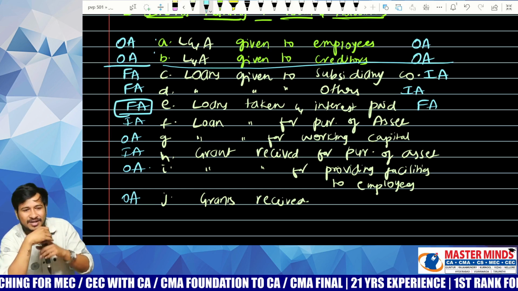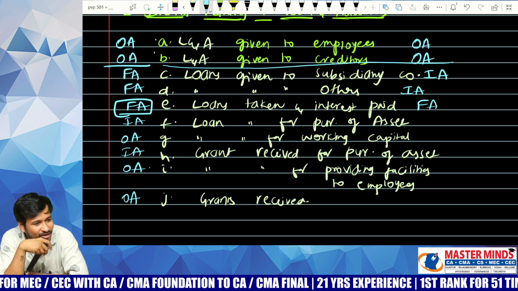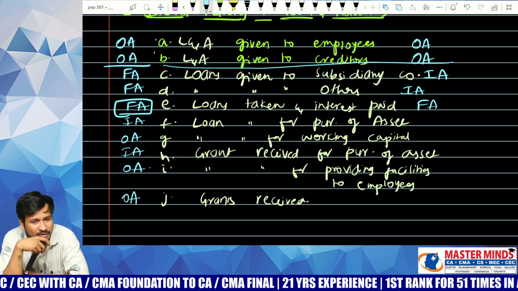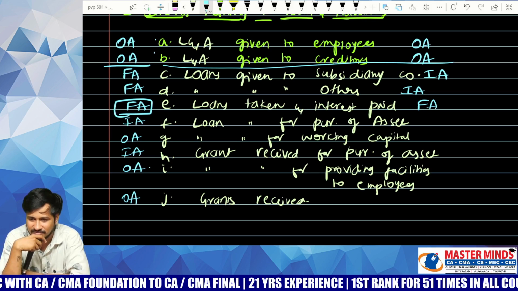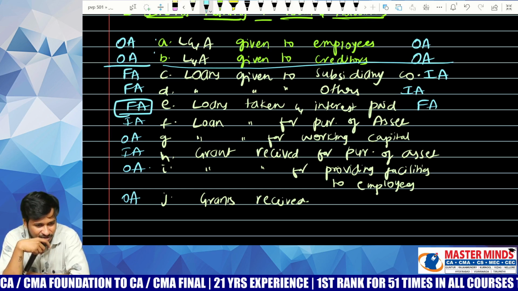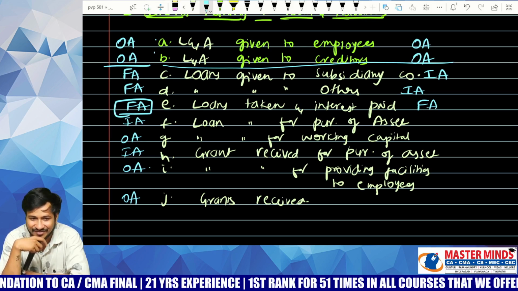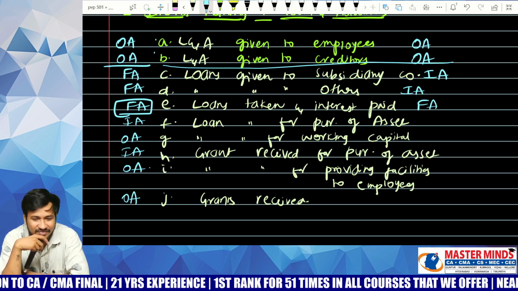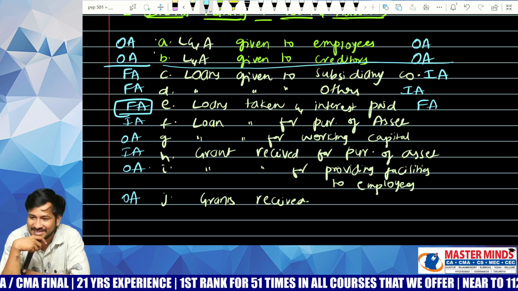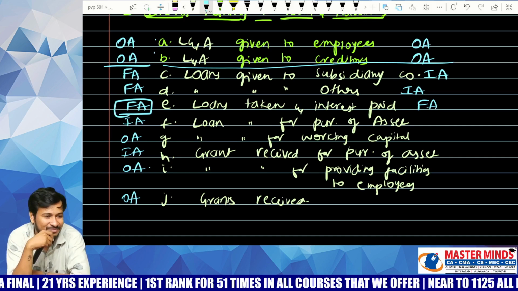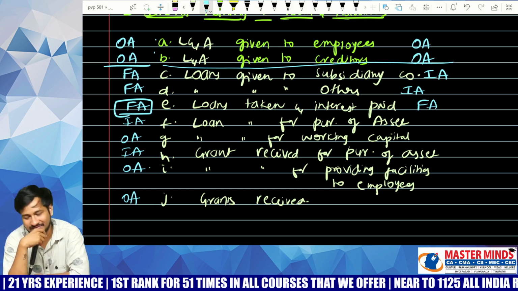If so, shall we discuss another fact? According to your logic, a loan will never become financing. As per your logic, loan will never become a financing. Why? Because a loan will always be taken for a purpose. If it is taken for investing purpose, investing activity. If it is taken for operating purpose, operating activity. Then when will it become financing?